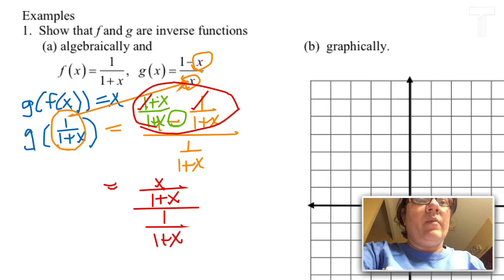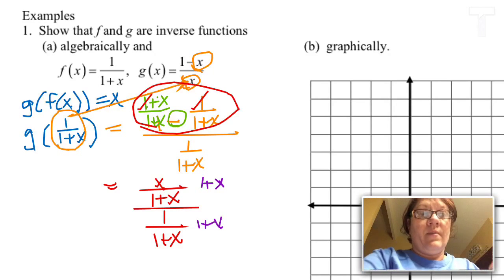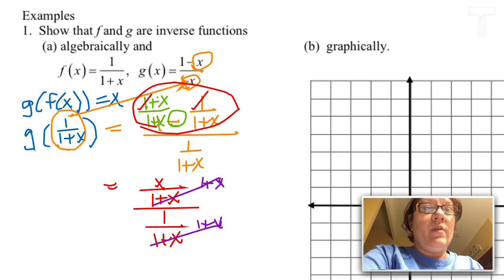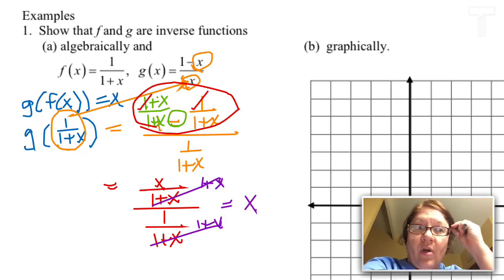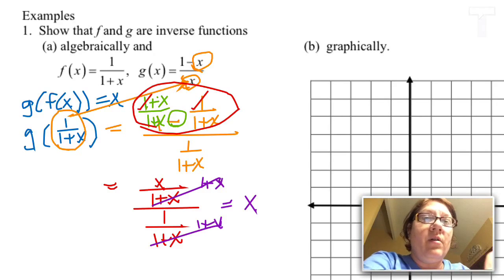And then I'll just multiply top and bottom since I have the same denominator. Cancel, cancel, and poof, I get x. So I just showed that algebraically they are inverses because the order of the composition doesn't matter, and I still get x for both of them.